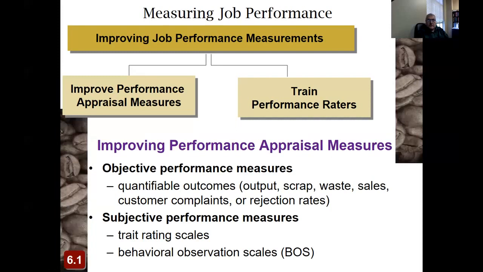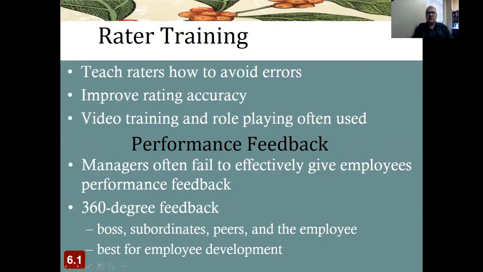But when objective performance measures are not available, and frequently they are not, subjective performance measures have to be used instead. Subjective performance measures require that someone judge or assess a worker's performance. So trait rating scales ask raters to indicate the extent to which a worker possesses a particular trait or characteristic, such as reliability or honesty. We need to teach raters how to avoid errors and how to improve rating accuracy. Video training and role playing are often used to provide feedback.